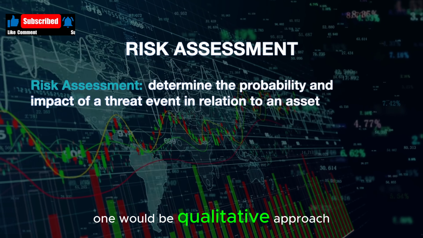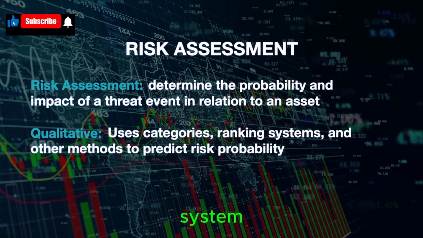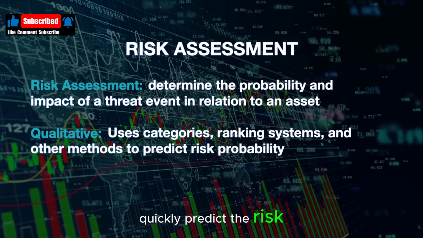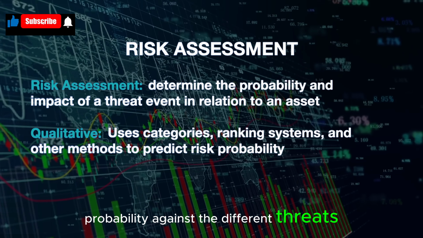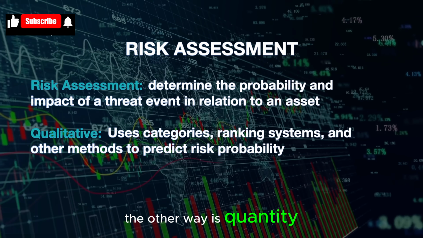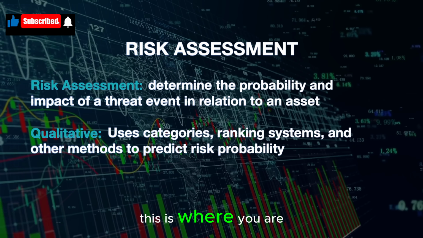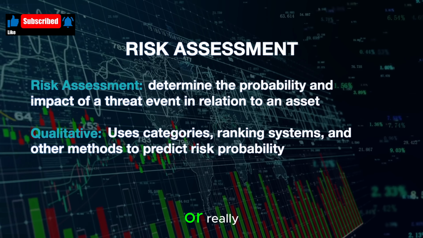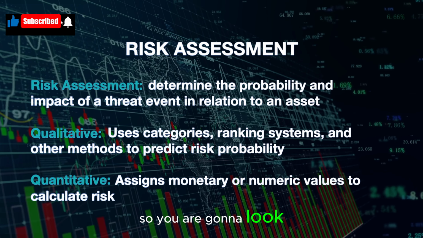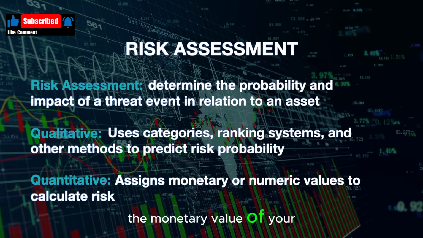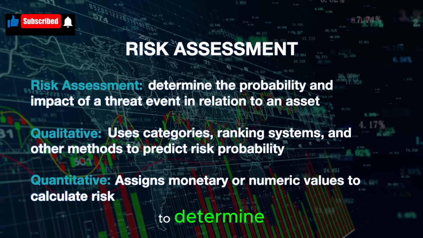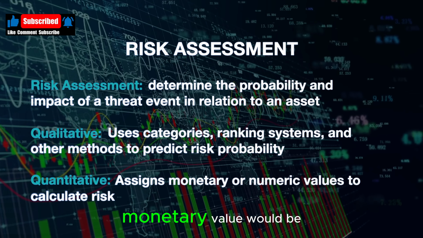One would be the qualitative approach, where we have a ranking system, a category system, something like that, to quickly predict the risk probability against the different threats and also the assets. The other way is quantitative risk assessment. This is where you are going to use numbers, or really you are going to use money to calculate your risk. So you are going to look at the monetary value of your assets, and then evaluate that against the threat to determine what the potential loss of monetary value would be.